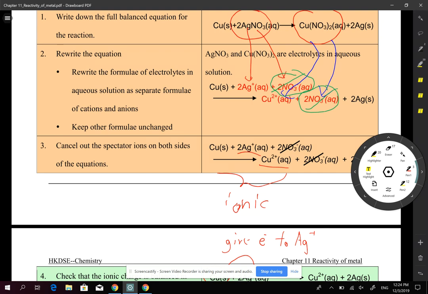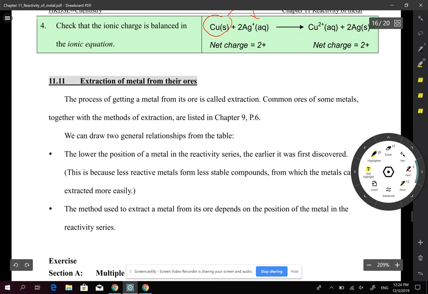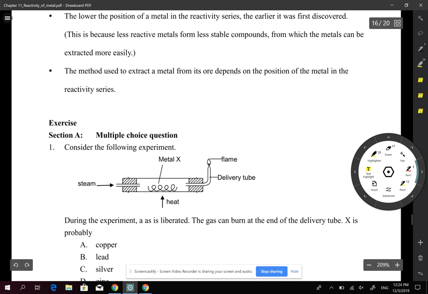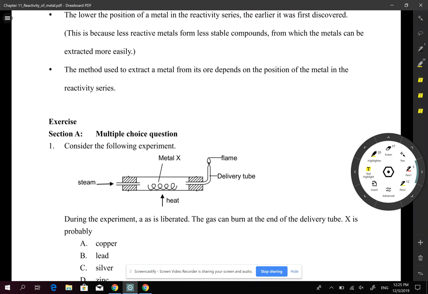Rewriting an equation into an ionic equation will be asked in the examinations. But it is easy, right? Actually, it's quite easy. Okay? And we almost finished this chapter. But we still have 2 chapters to go.